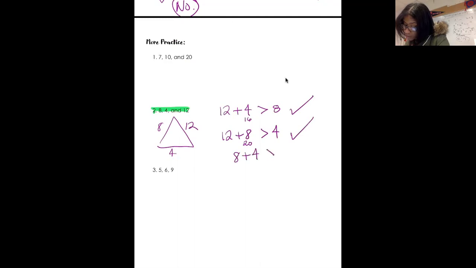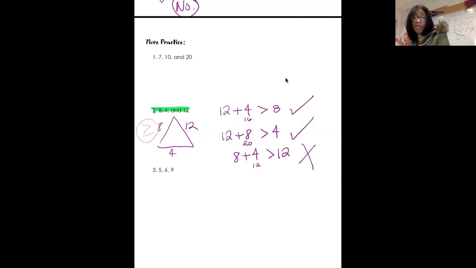8 plus 4 should be greater than 12. 8 plus 4 is 12. Is 12 greater than 12? No. So this does not satisfy right here. It's not a true statement. If the symbol was greater than or equal to, then that would be a true statement. But it's not.